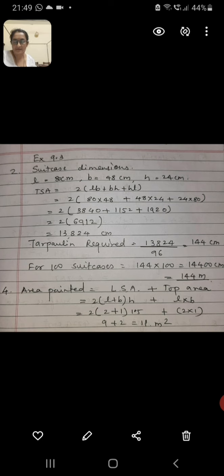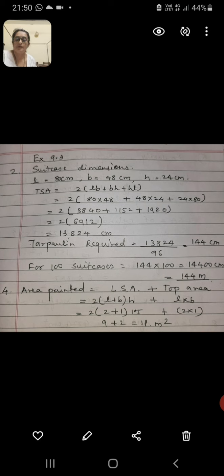The next one is question 4. Rukhsar painted the outside of a cabinet measuring 1 meter into 2 meter into 1.5 meter. How much surface area did she cover if she painted all except the bottom of the cabinet? Now Rukhsar is painting a cabinet and she has painted the walls of that cabinet and the top surface. Except the bottom, she has covered all the area. How much area has she covered?